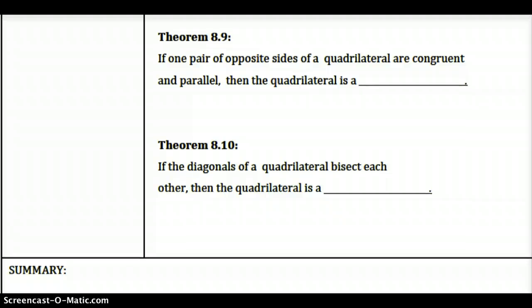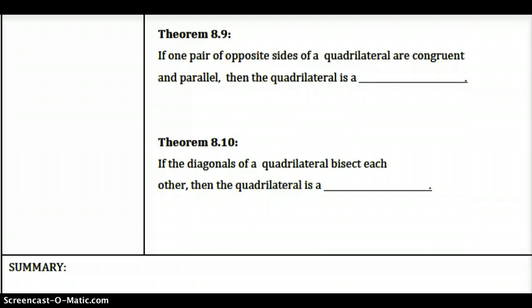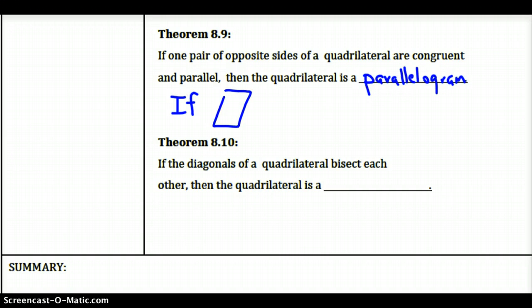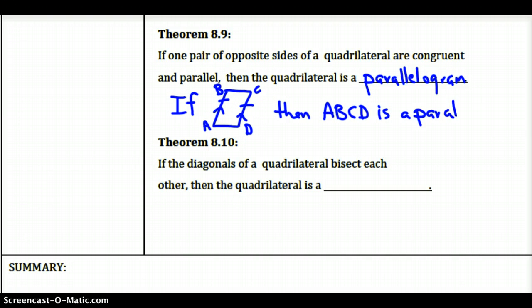Continuing with our last two here, if one pair of opposite sides of a quadrilateral are congruent and parallel, then it's a parallelogram. Now this is not a converse, this is a statement on its own. So for example, it looks like this. If I have parallel and congruent sides, and this is quadrilateral ABCD, then ABCD is a parallelogram.